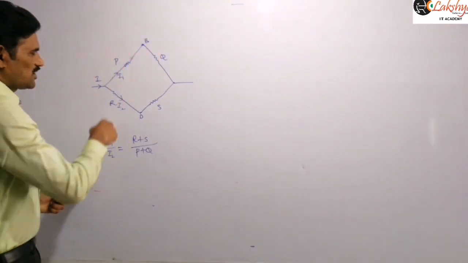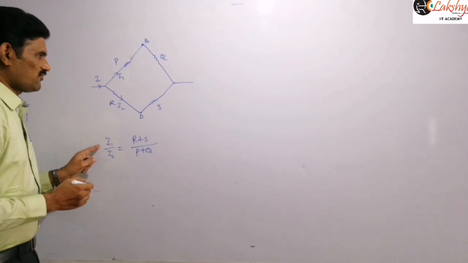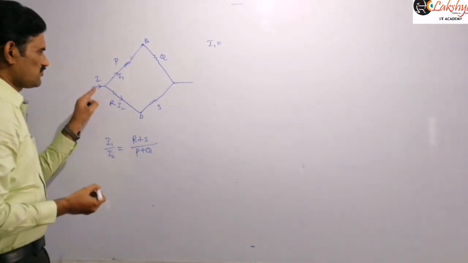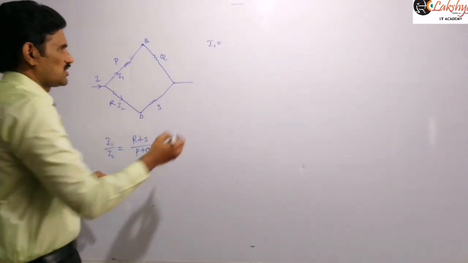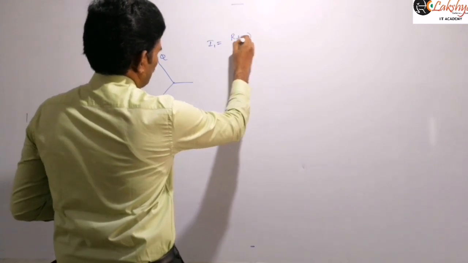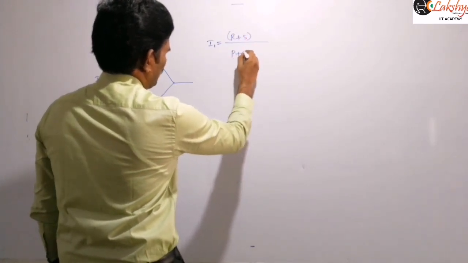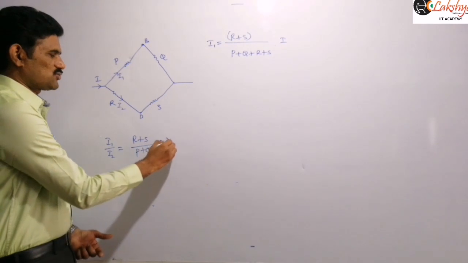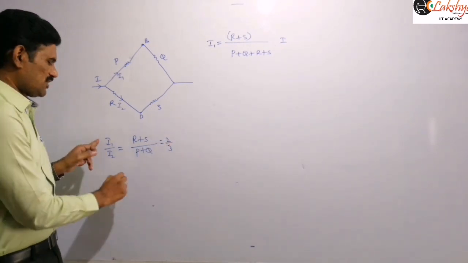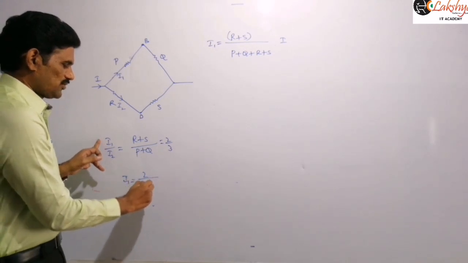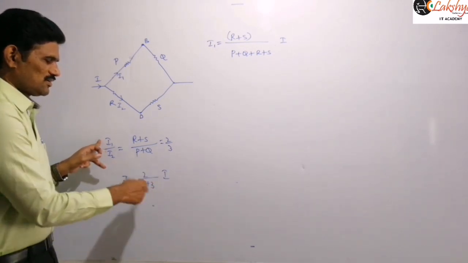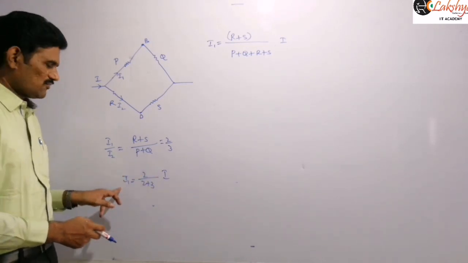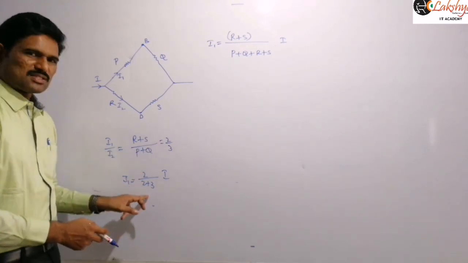So now the ratio of the currents we can write like this. From this I am finding the I1 value. Let us divide the total current in this ratio. So I can write I1 as R plus S by the sum of the ratio, P plus Q plus R plus S, into I, right? Like for example, if it is 2 by 3, we know I1 we can write as 2 by 3 into I. That means we need to take the total current like this.